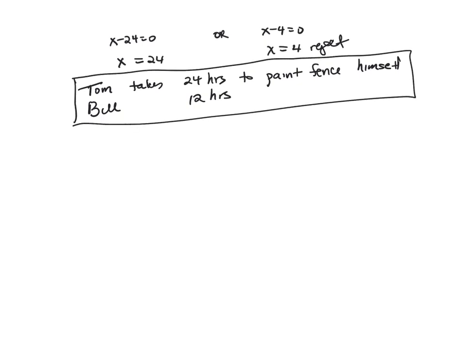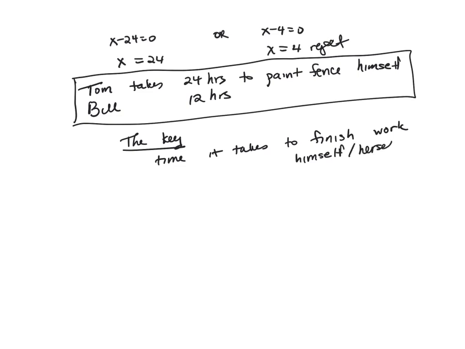So notice that in a work problem, to summarize, the key always represents one of two things. Either the time it takes to finish the work himself or herself alone, or it could represent the time that the two work together.